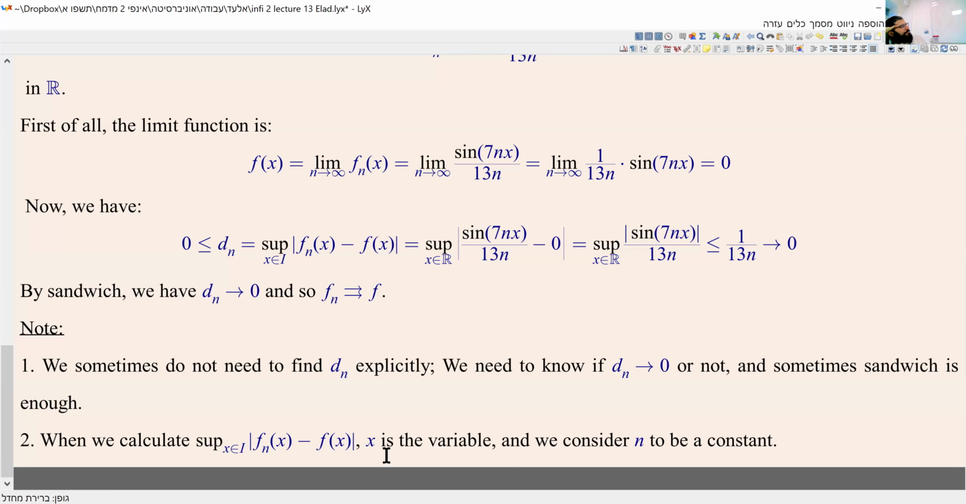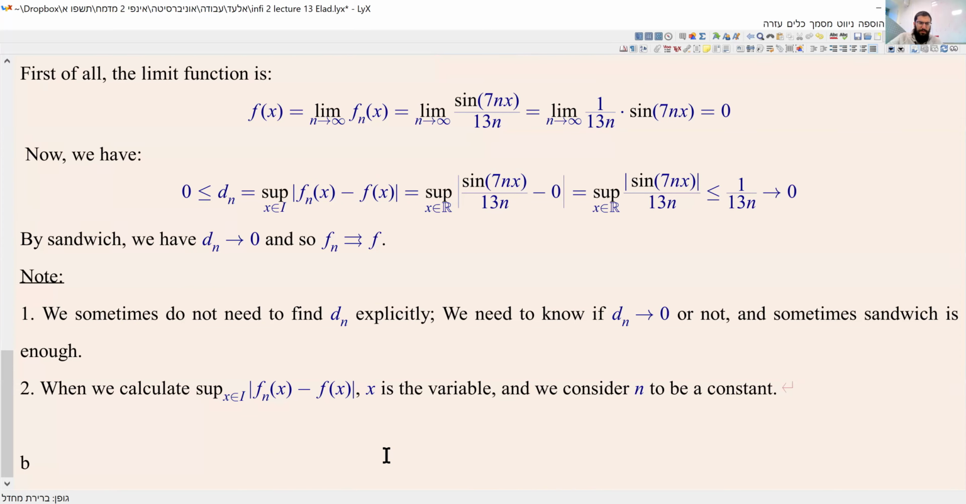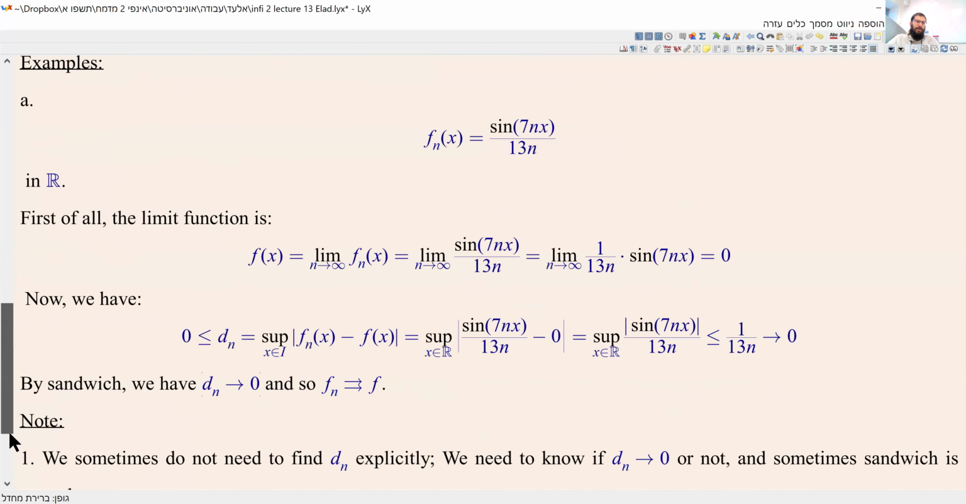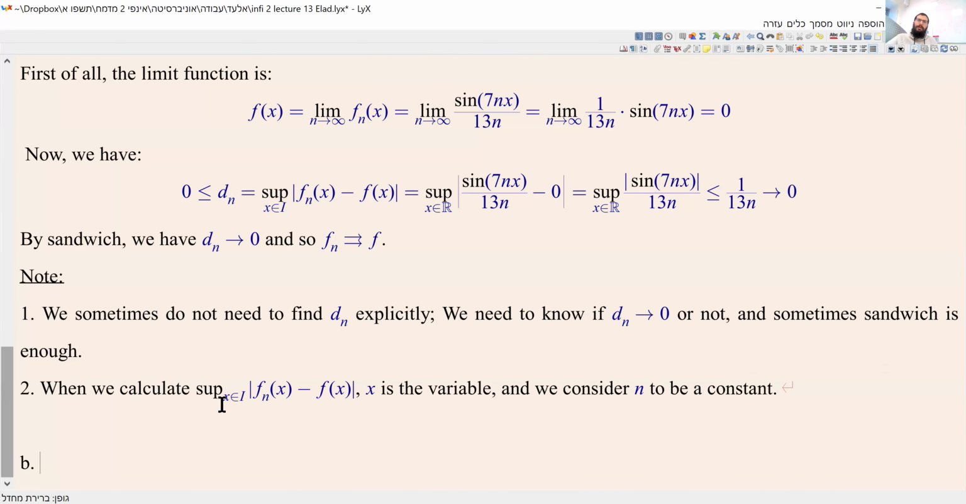Okay. Two notes, and then we can move on to the second example. Any questions about the first examples? Can you just go over why dn is bigger than 0? Can you explain why we said at the beginning that dn is bigger than 0?